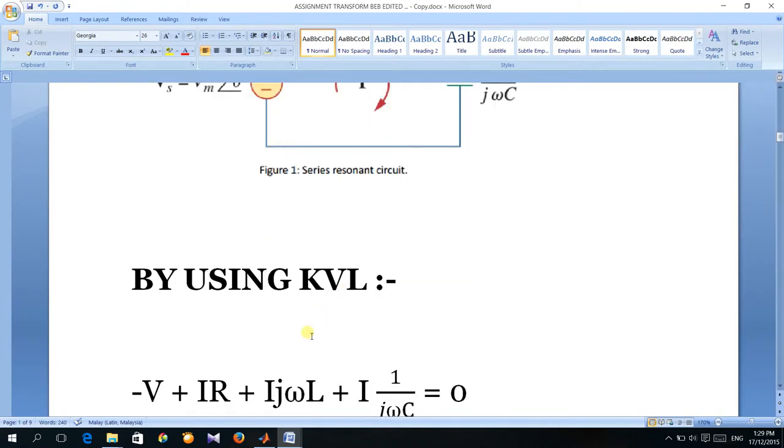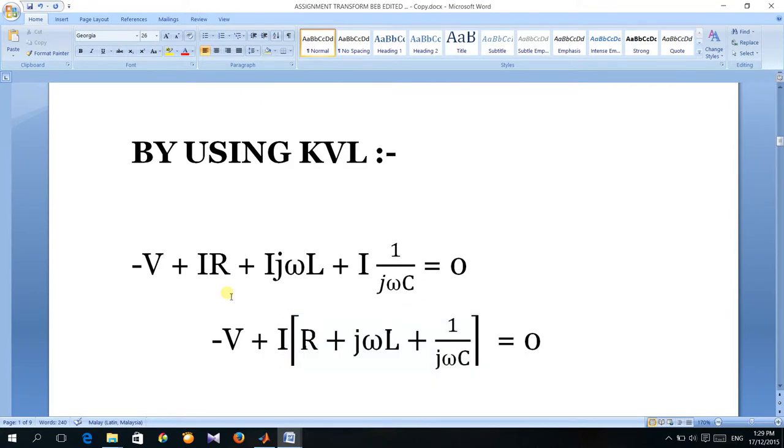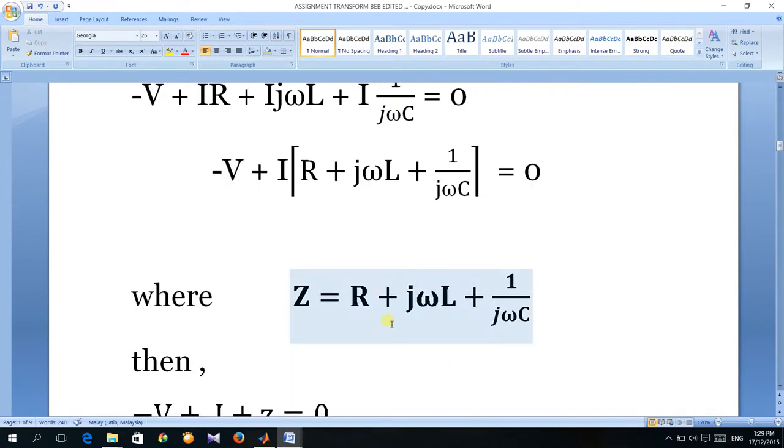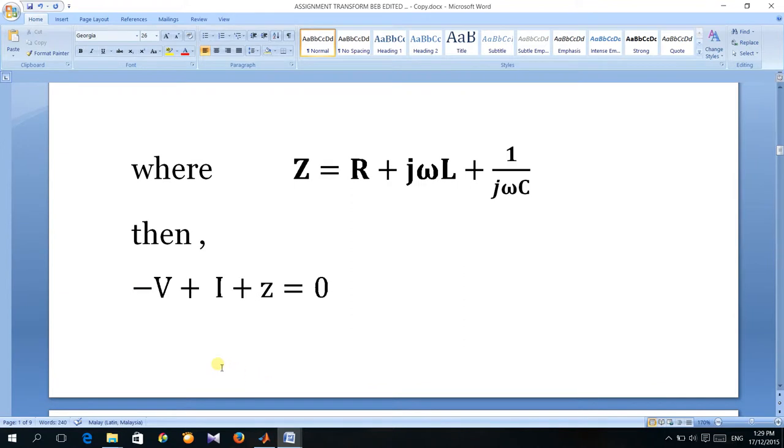By using Kirchhoff's voltage law, negative V plus IR plus I j omega L plus I 1 over j omega C is equal to 0. Negative V plus I in bracket R plus j omega L plus 1 over j omega C is equal to 0, where Z is equal to R plus j omega L plus 1 over j omega C. Then negative V plus IZ is equal to 0.